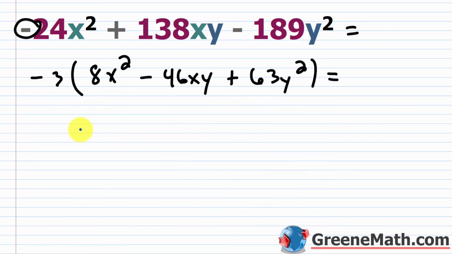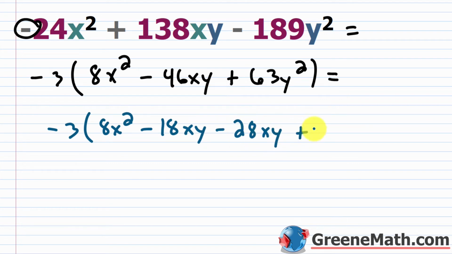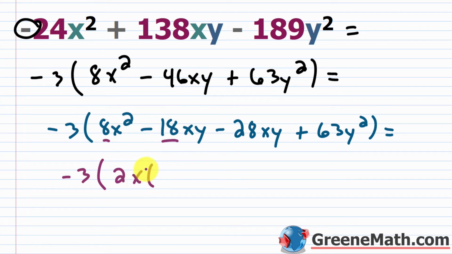So let's use those. So negative 3 goes out in front. You'll have your 8x squared minus 18xy. Don't forget the x and the y. And then minus, you're going to have your 28xy. And then plus 63y squared. Okay, let's come down here. I have negative 3 times, from the first group, I can pull out a 2x. This is 8, this is 18, so pull out a 2. You have x squared and x, pull out an x. Inside, you're going to have 4x, and then minus, this is going to be 9, and then y.